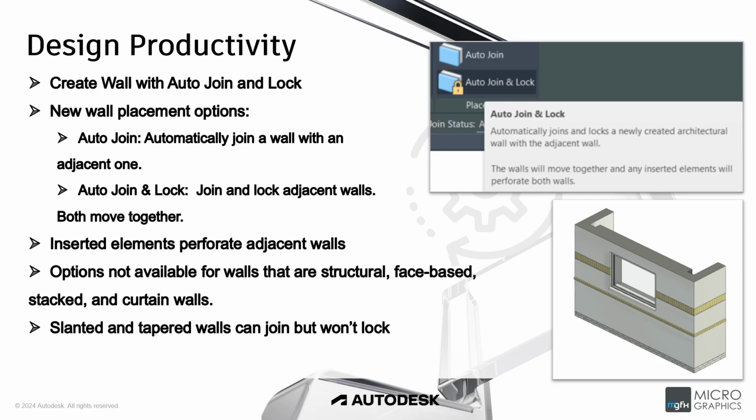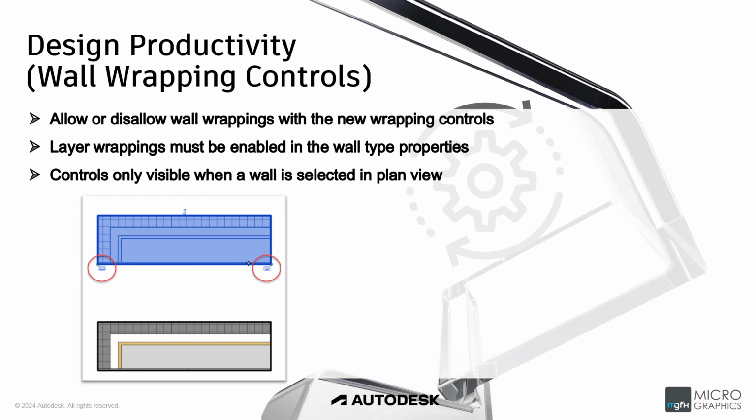And on the right hand side, you'll see an example of how a window goes through two walls that were joined and locked. Next is wall wrapping controls. Allow or disallow the wall end wrapping conditions with controls in plan views. In the image you will see those two icons that have been circled in red that become available on floor plan views when you wish to alter how a wall wraps with other walls when they connect.